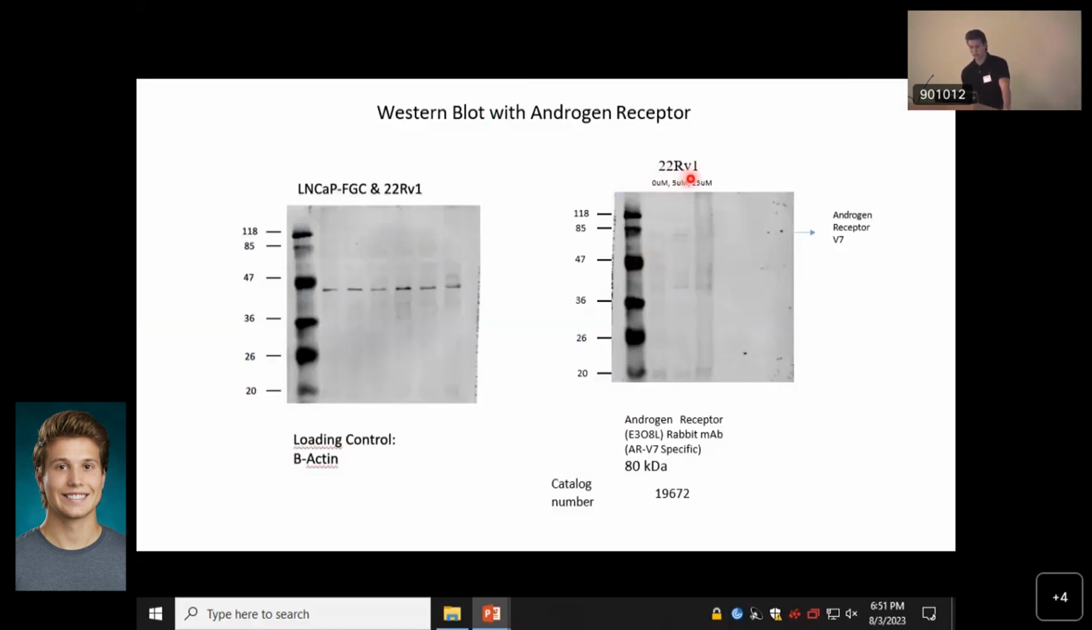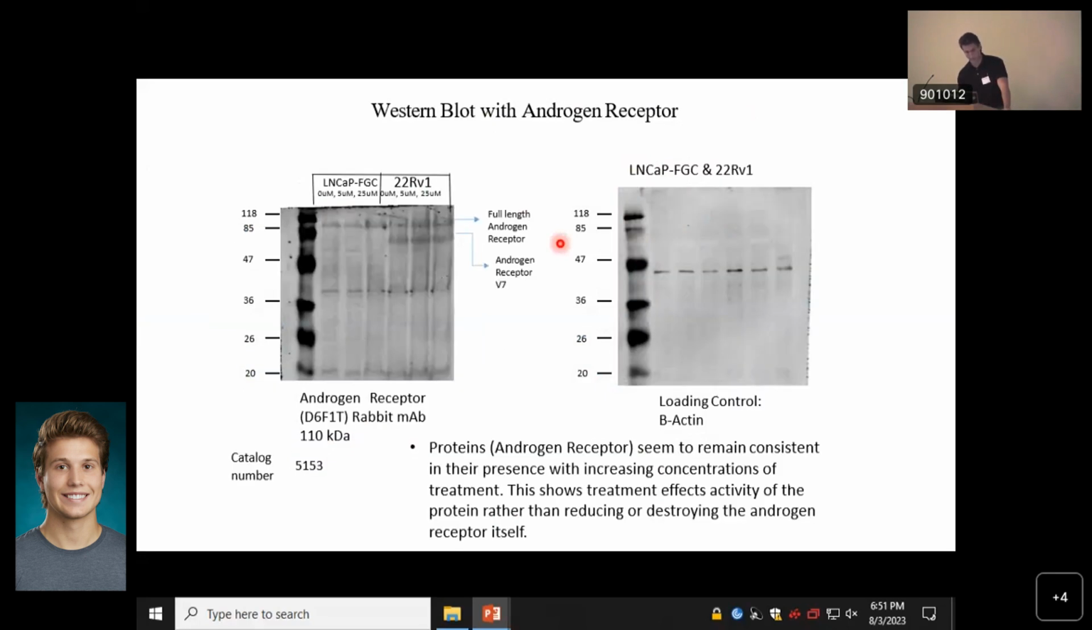This was just 22RV1. As you can see here, it's very faint, but this would be the androgen receptor V7, the shortened one, with increasing concentrations. You can see it more clearly on the next slide. So this is LNCaP FGC with the full length, and 22RV1 with both full length and shortened.